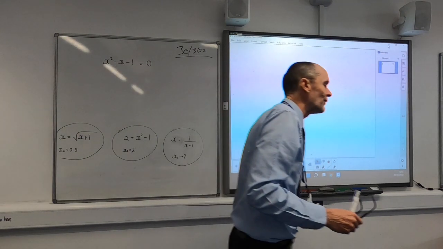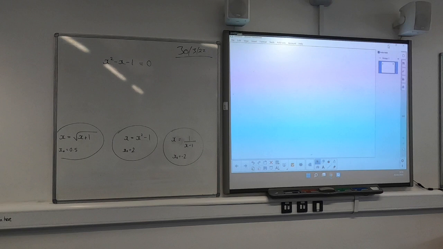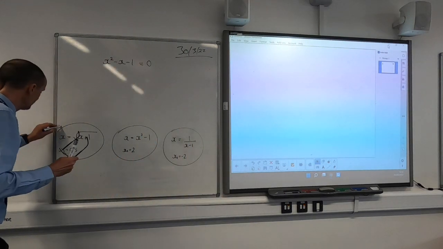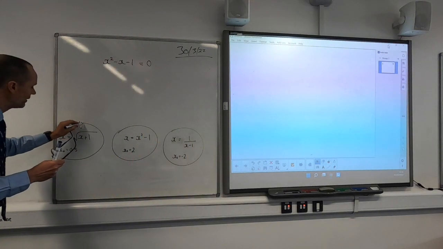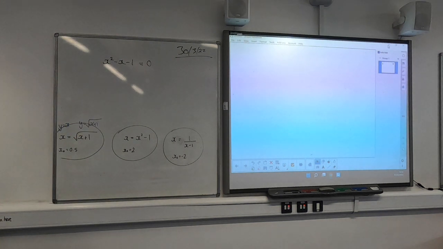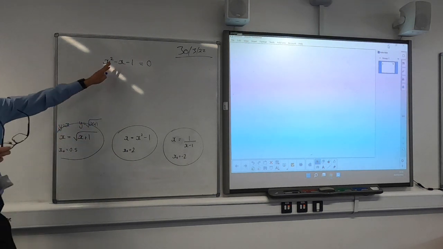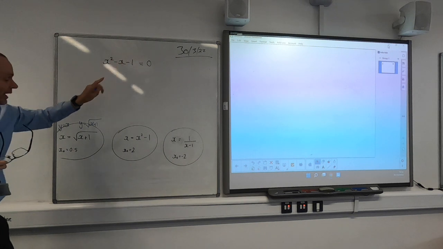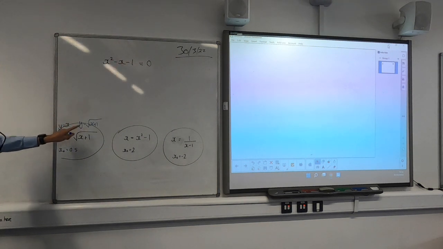So what we're going to do is investigate that iteration graphically by plotting y equals x and y equals the square root of x plus 1. And that means that where those 2 graphs intersect will be the root. So I've just shown you the root by plotting that. But by taking this rearrangement and plotting that and that, we can also see the root graphically.